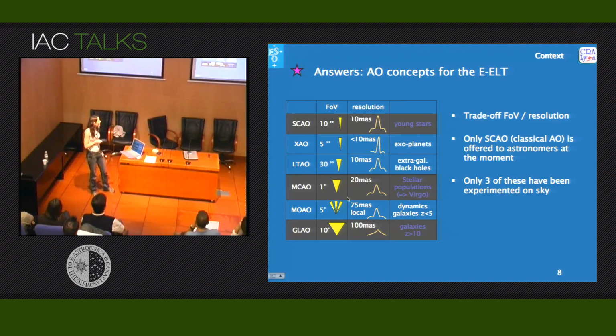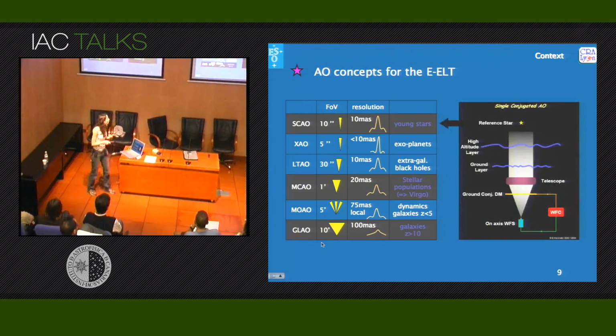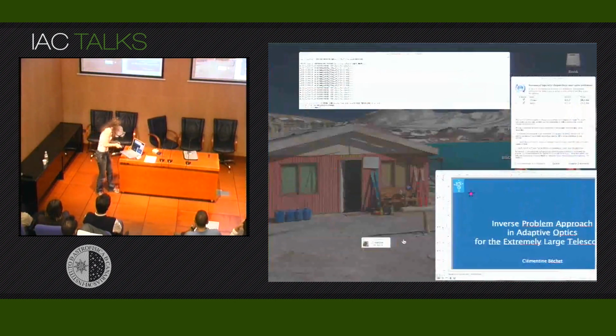So there is a major difficulty to invent all this adaptive optics system for the European ELT, because we want them to work, and it's just a challenge. So just to have a fast explanation of this AO system. Here is the classical AO system you may know, which is just one guide star, and you look at the wavefront and you are correcting on axis.